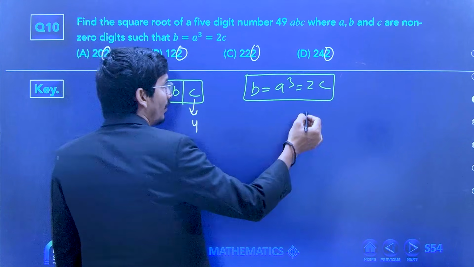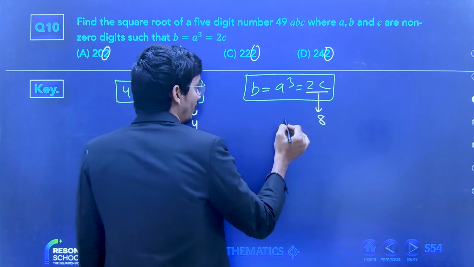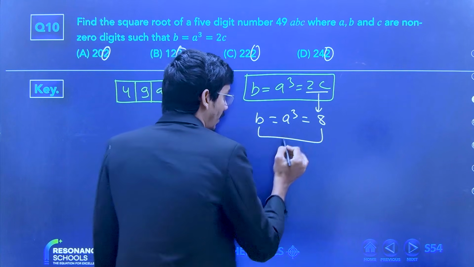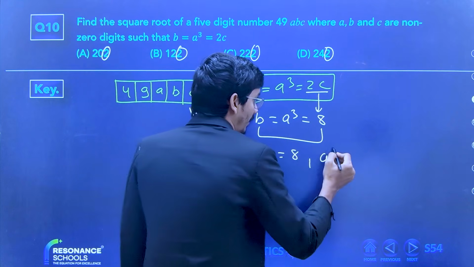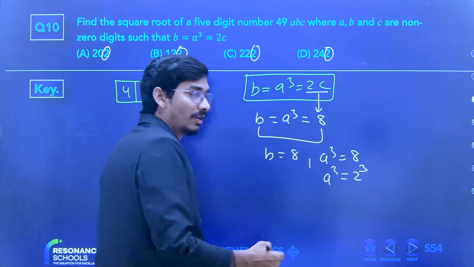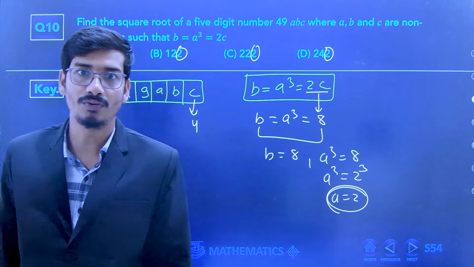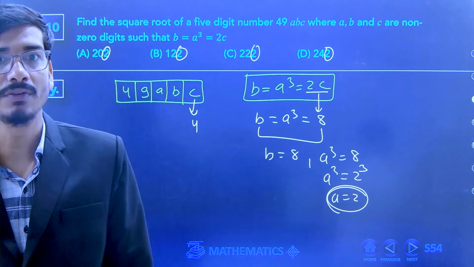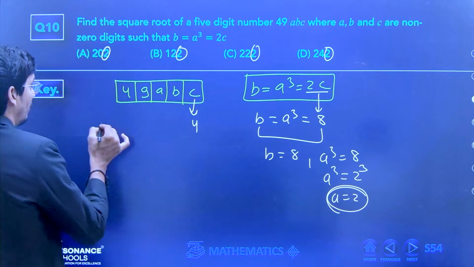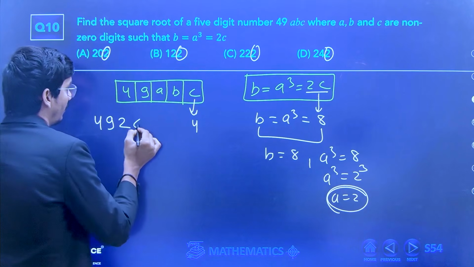So if C equals 4, then what is 2C? 4 into 2, 8. That is equal to A cube and that is equal to B. So B equals 8 and A cube equals 8. We can also write A cube equals 2 cube, and that is nothing but A equals 2. So we get A equals 2, B equals 8 and C equals 4. So what is the number? 4, 9, A is 2, B is 8 and 4.